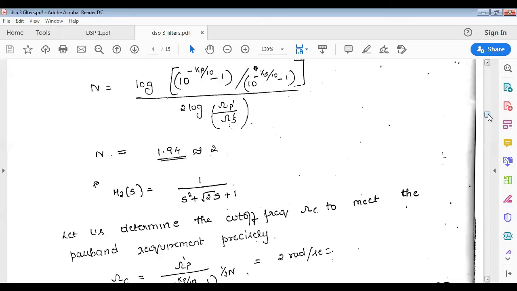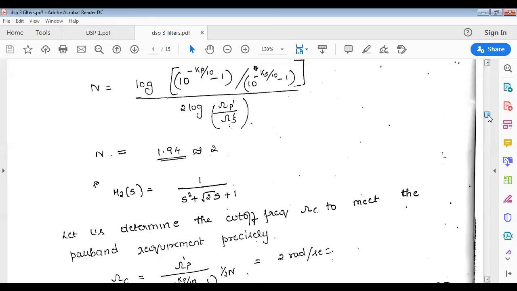Those values have to be substituted in the form of the transfer function, where H of s is given by 1 over (s minus s0) into (s minus s1). Once we do that, the order of the filter we get is a second order filter, and the transfer function is H2 of s equal to 1 over s square plus root 2 s plus 1. Of course, we can also refer to the table given in any textbook, which is standard for the order n equal to 2.